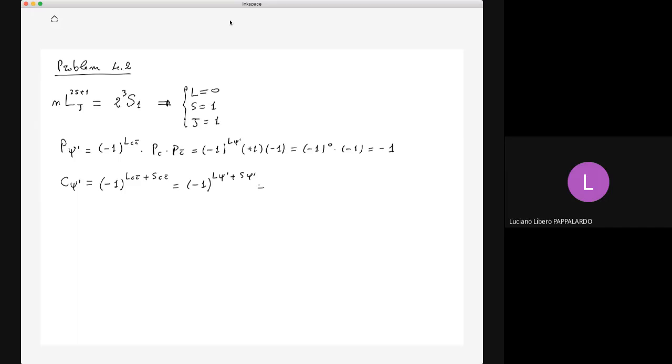And we have all the information in hand. So this is -1 to the power of 0 for the orbital angular momentum plus 1 for the spin. So this is also -1. And so now we are done, because we know the total angular momentum, the parity, and the charge conjugation eigenvalue. So we can say that the J P C of the psi prime meson is 1 minus minus.